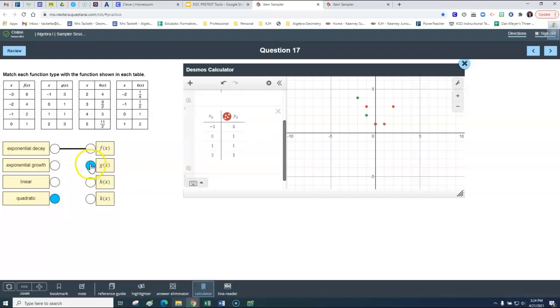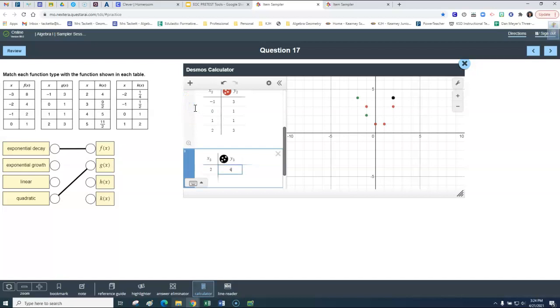So the quadratic is actually g of x. And let me make sure I get that and that. There we go. Okay, so now we're going to go to the next one. Do the same thing. So on here, we're going to go up to the plus sign. We're going to come down to the table. We're going to do 2, 4. We're going to do 3, and then 9/2.